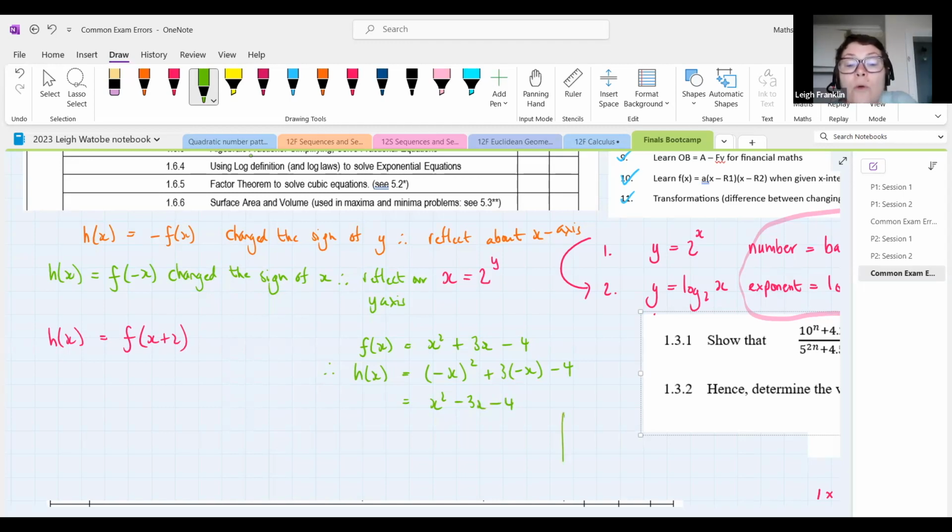Okay, so what would happen here is that if you had the first parabola, it would look something like that. That would be f. Then when you reflected it over the y-axis, it would then end up looking something like this. So your h of x would be like that. And that would be h. Does that make sense to you? That's a reflection over the y-axis.